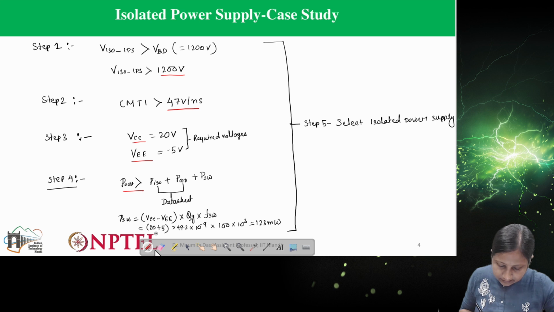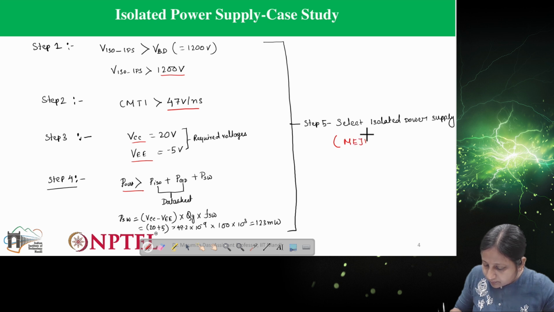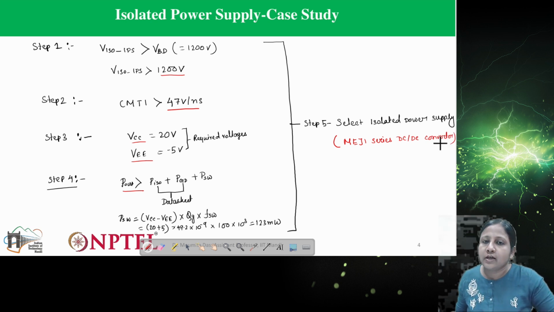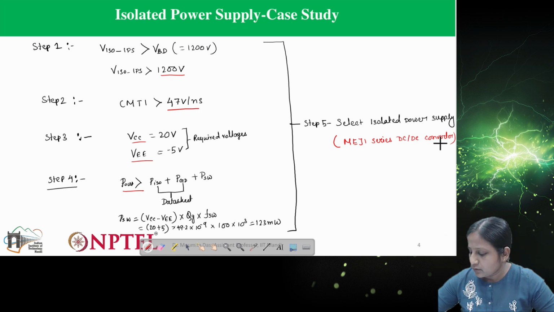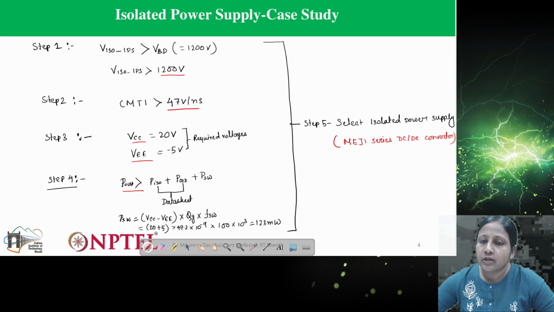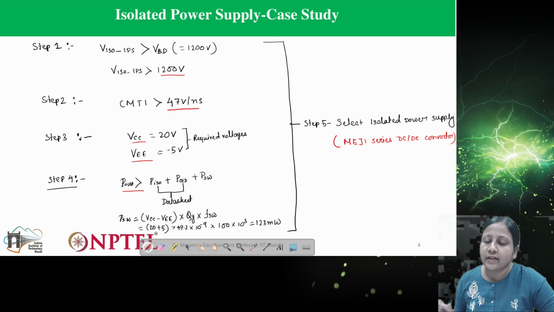In this case, what have they selected? They have selected this Meiji series DC to DC converter for this isolated power supply. You can see this series of DC to DC converter. Whatever satisfies the rating, like the 4 ratings we have selected here, you can consider for your gate drive.